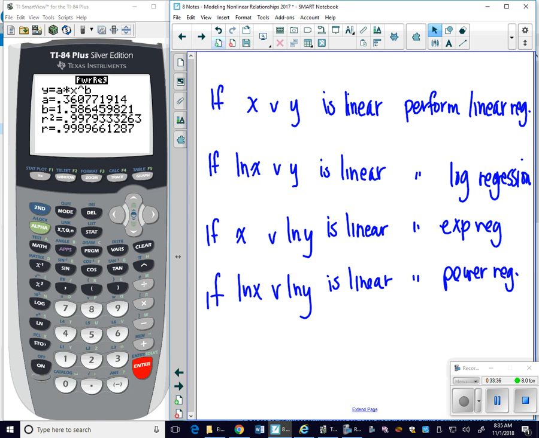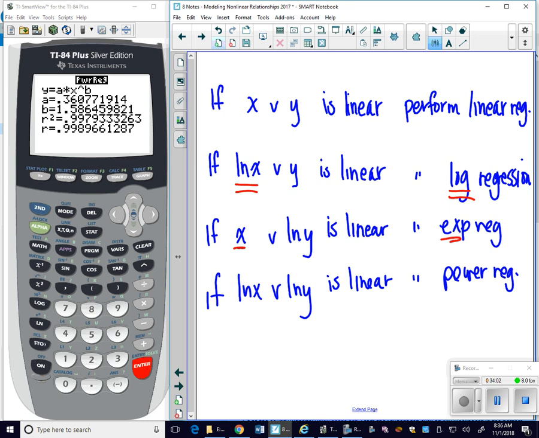Well, I'll tell you how I remember it. If it's just flat out x and y and that's linear, that's easy. That's what we've been doing. But for the transformation where I've got the log of x versus y, since the log of x is the only transformation and that comes first, that's going to correspond to log regression. In the next one, I've got x versus the log of y, so it's a transformation, but I'm starting with my x. It's going to correspond to the exponential regression.